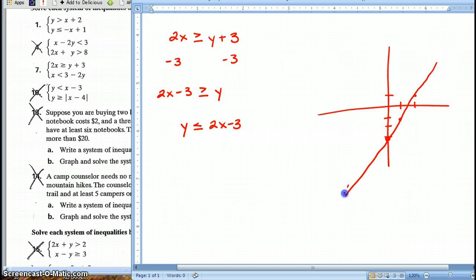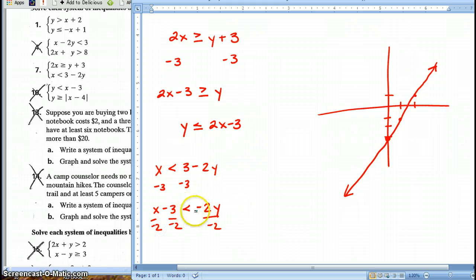Again, you have graph paper, so your graph looks a little bit better. The second equation in number 7 is x is less than 3 minus 2y. I want to solve for y. So here I might subtract 3 first. So I have x minus 3 is less than negative 2y. Divide by negative 2 to every number.